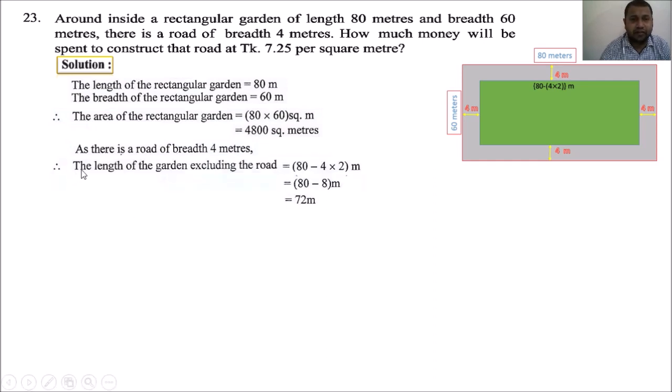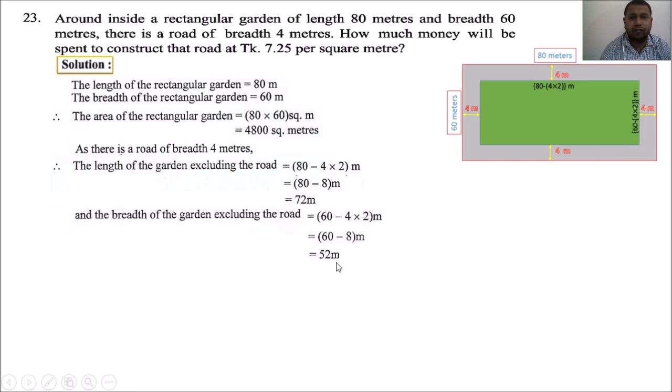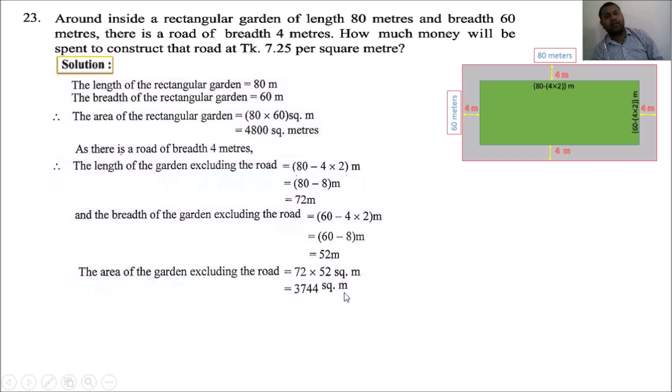Similarly, I'm going to find out the length of the garden excluding the road, that equals 80 minus 4 into 2 meter, that equals 80 minus 8 meter, that equals 72 meter. Then similarly you can see here 60 minus 4 into 2 meter. So similarly this one is 60 meter, and from there you subtract 8 meter, 4 meter and 4 meter. So 60 minus 4 into 2, the 2 means from two sides you subtract. This one is 4, this one is 4. So two 4s you are removing. That's why 60 minus 4 into 2, 8 meter. You subtract and you will get 52 meters. So the area of the garden excluding the road is 72 into 52 square meter, that is 3744 square meter. So I think you understand.